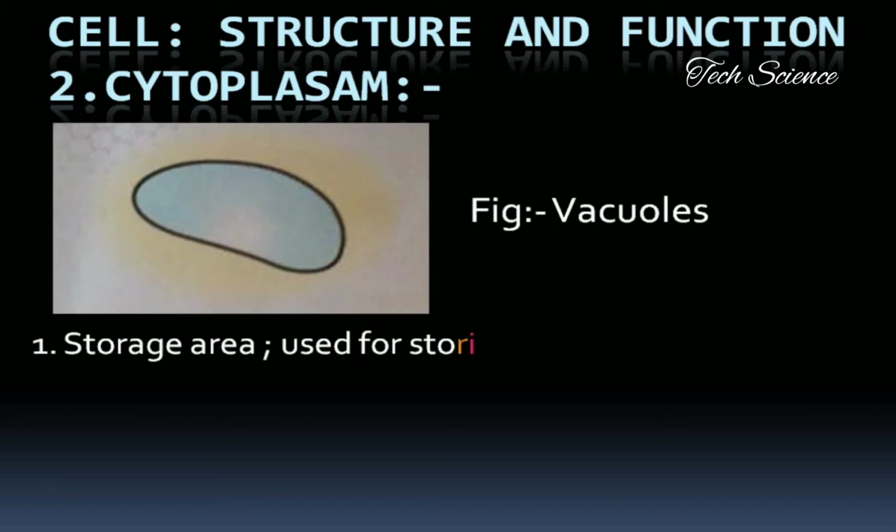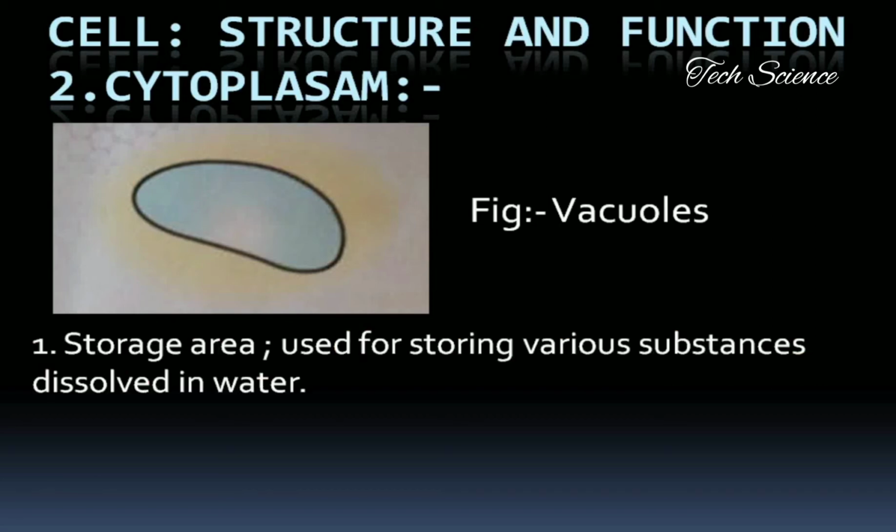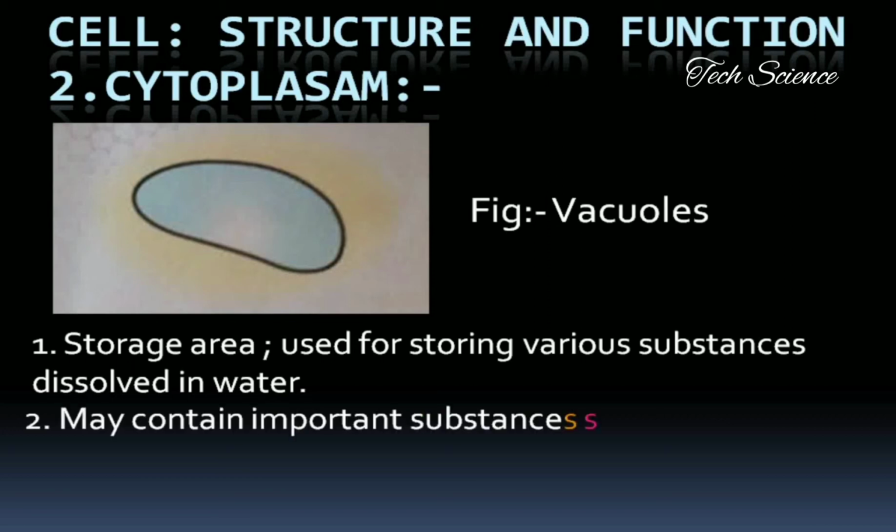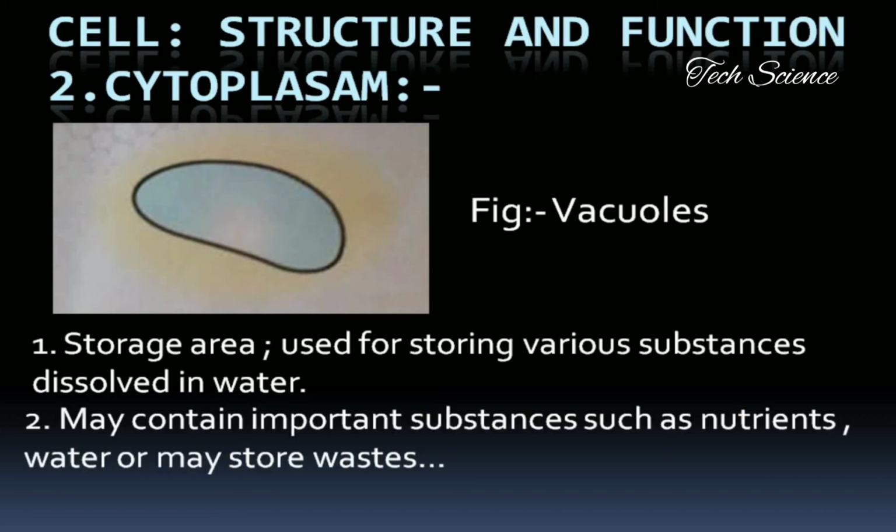Let's see the function one by one. First point, storage area. What is it used for? It is used for storing various substances which are dissolved in water, because it is the inner part. So what does it store? It may contain important storage substances like nutrients and water.